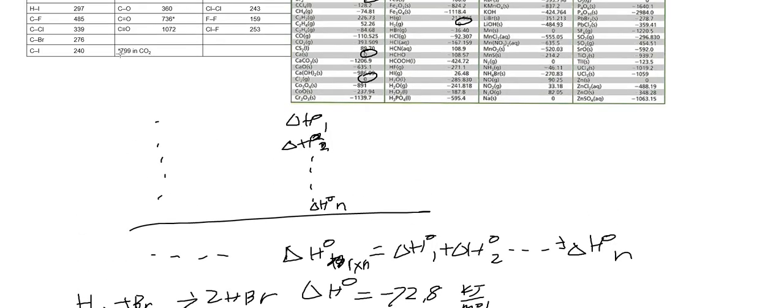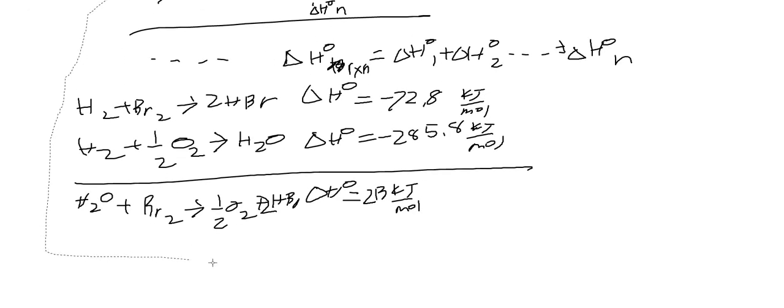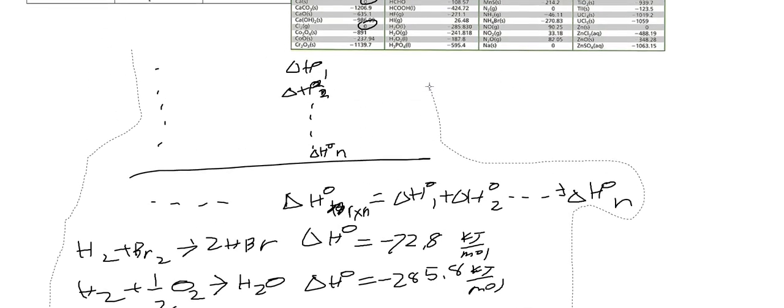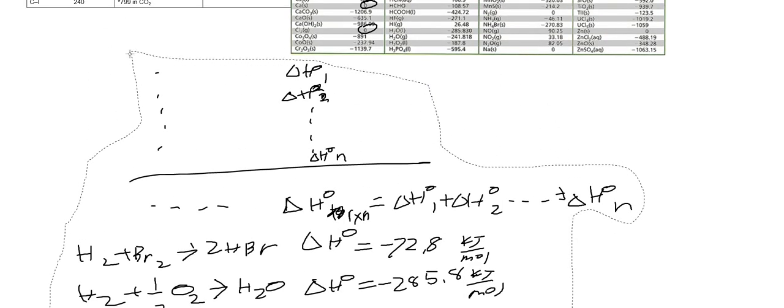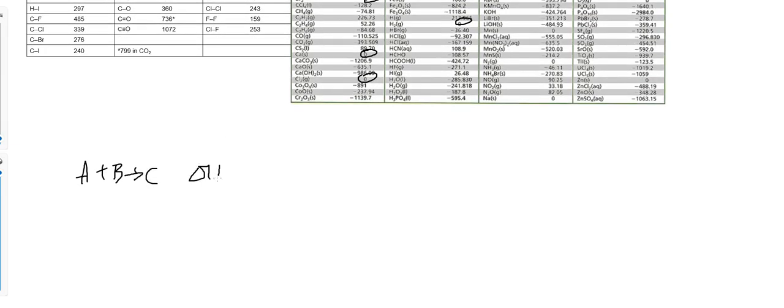Now, let us move on. Enthalpies of formation, sorry, I'm getting ahead of myself, we can move on to bond enthalpies. Bond enthalpies are basically saying that for a reaction A plus B turns into C, the delta H naught value is equal to the bonds broken minus the bonds formed.